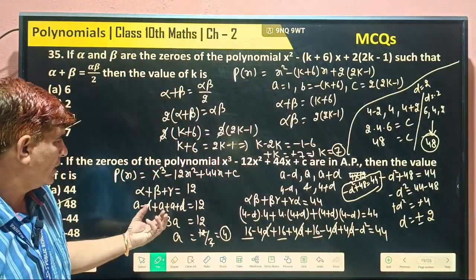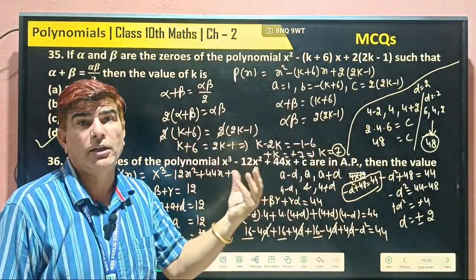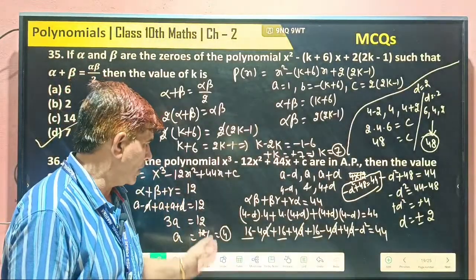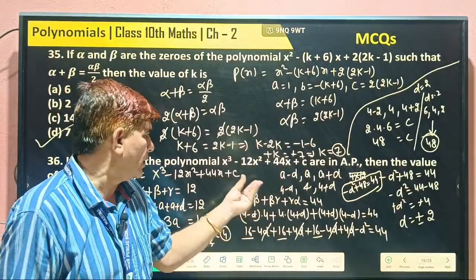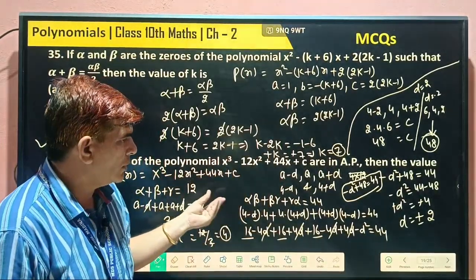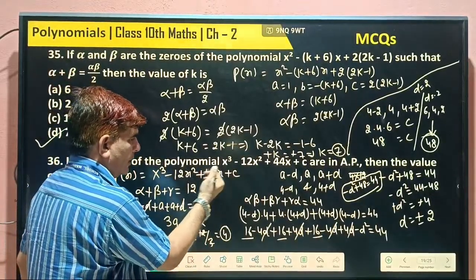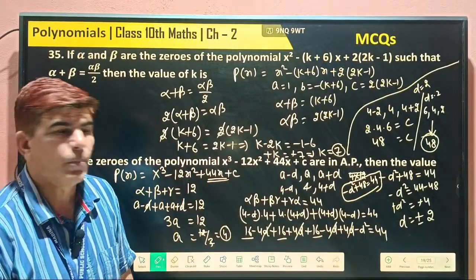So directly, the value of a that came here is 4. So 4 square add 3 times 4, that is 16 plus 16 plus 16. This calculation is not needed. So minus d square plus 48 is equal to what? This is c by a, and the remaining you can calculate. Got it?